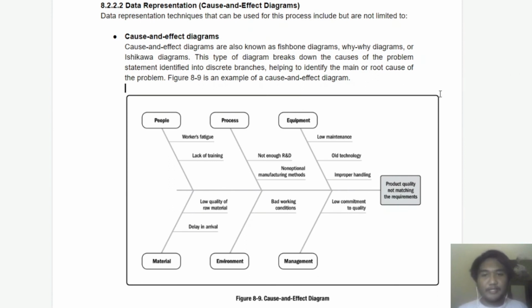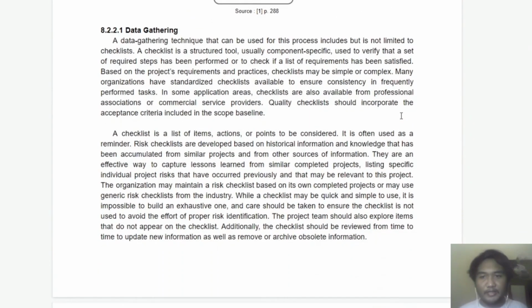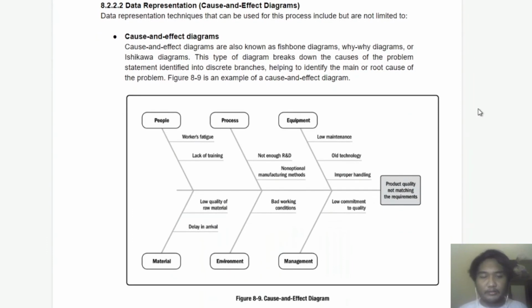So for this application, I'm sure that to find a better solution, to find the cause of the reason why the product quality might not match the requirement, I think that cause and effect diagrams will fit for the cashier application, because the number of themes that we have is low, and we need creativity to solve the problem.